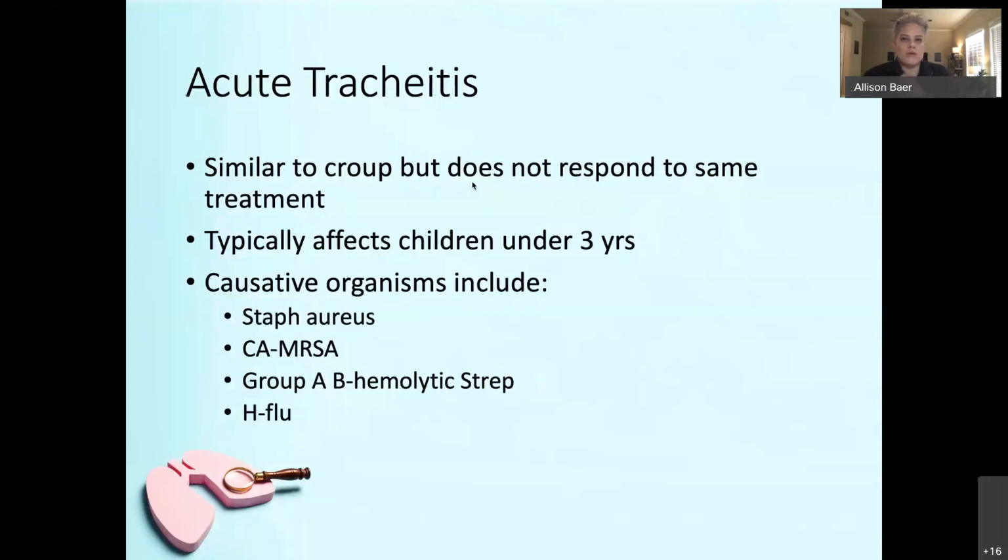But overall, it's an infection in the trachea, which is part of the area that's affected by croup. So it's similar to croup, it just doesn't respond to the same treatment. It doesn't quite look the same. You're not going to see that steeple sign. And a lot of times the cause is bacterial. Mostly I've seen this in kids who already have a trach or some kind of artificial airway.